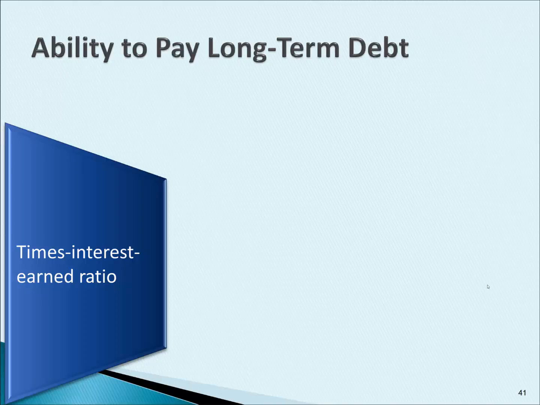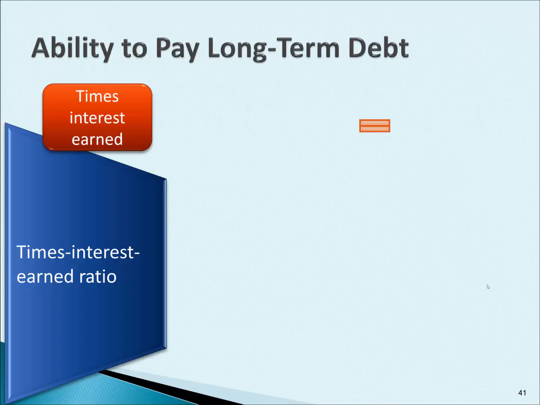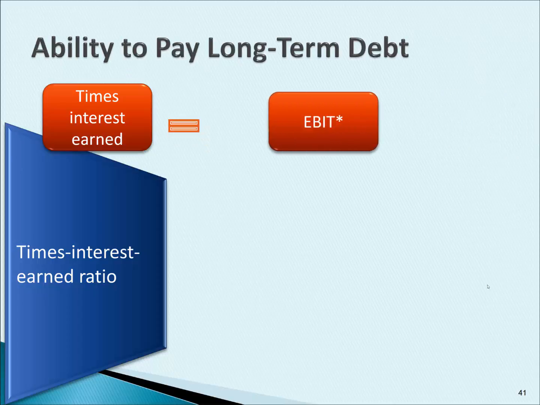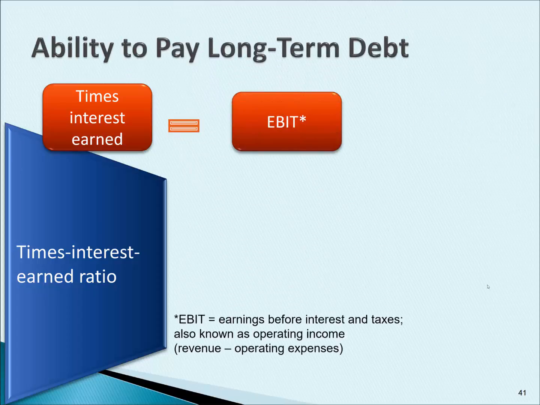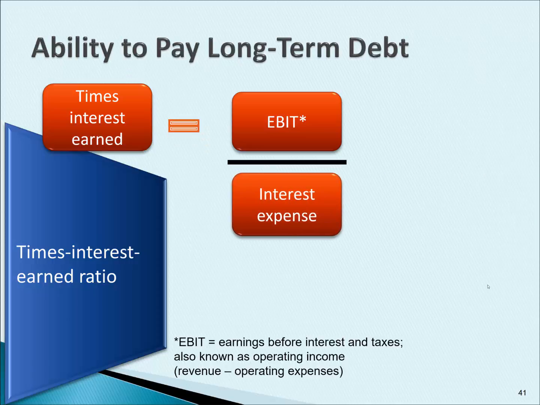Another way to measure a company's ability to pay long-term debt is with the times interest earned ratio. To compute the times interest earned ratio, we divide income from operations, also known as EBIT, by interest expense. So EBIT stands for earnings before interest and taxes. It's revenue minus operating expenses.